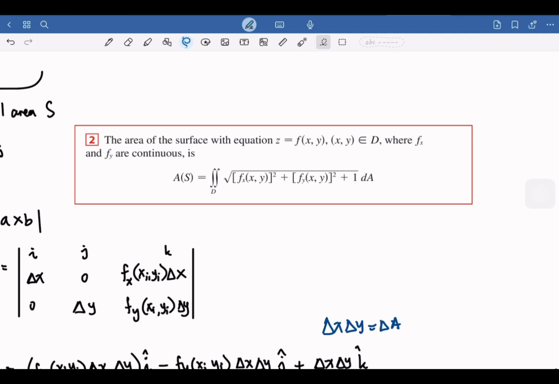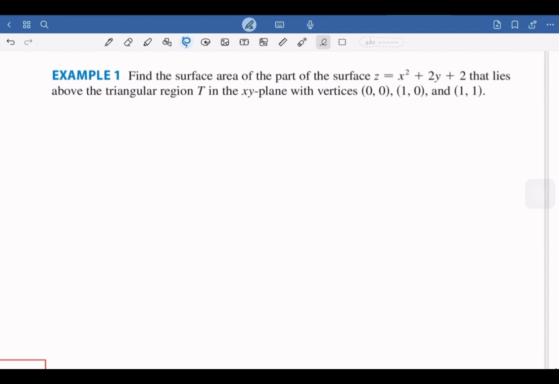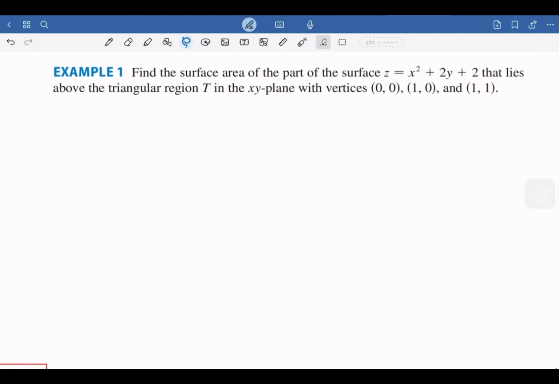You will see this kind of equation, the surface area equations, again maybe in engineering mathematics, when we learn about surface integrals. But that will be for the vector calculus part, not in our topics. Okay, now just a quick example here. I have two quick examples. So example 1, find the surface area. z equals x squared plus 2y plus 2 lies above this region T.